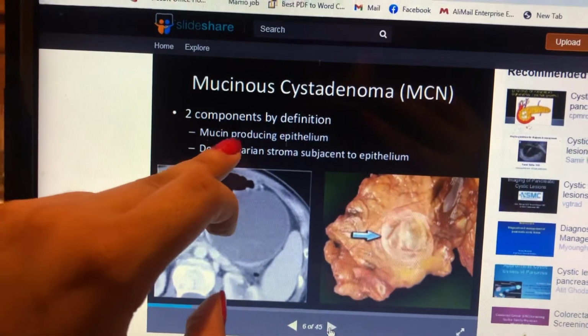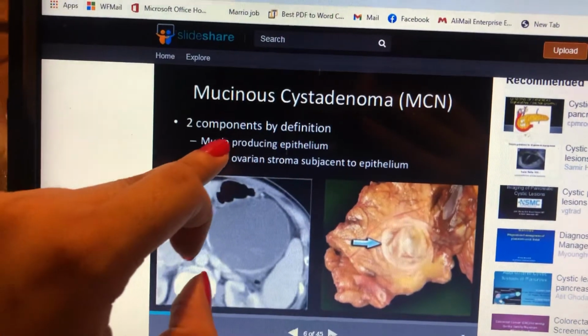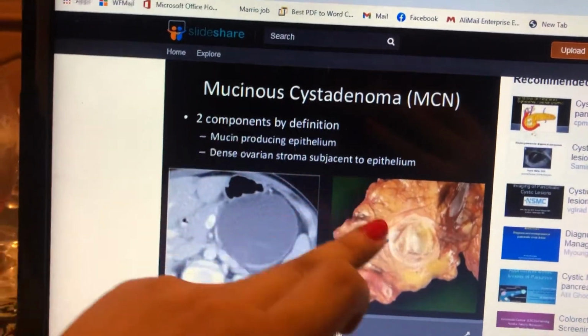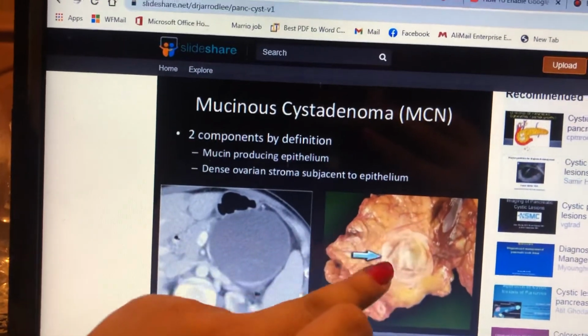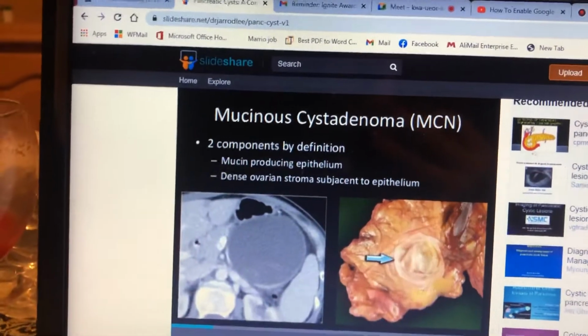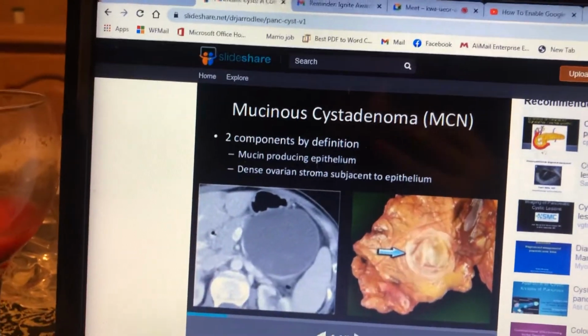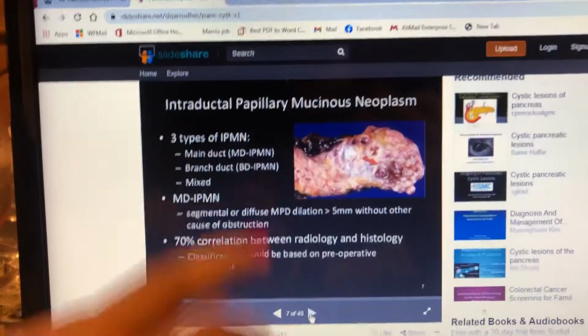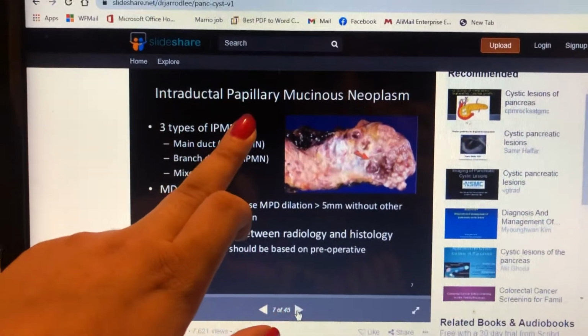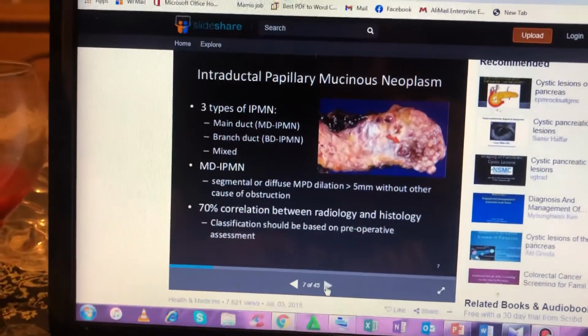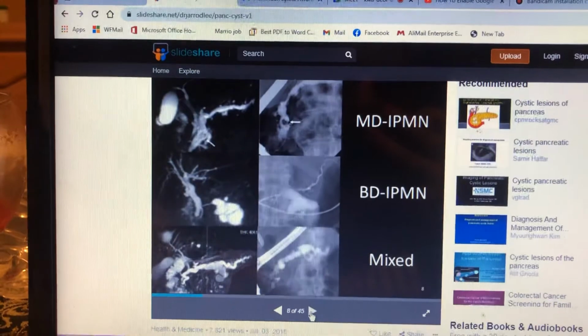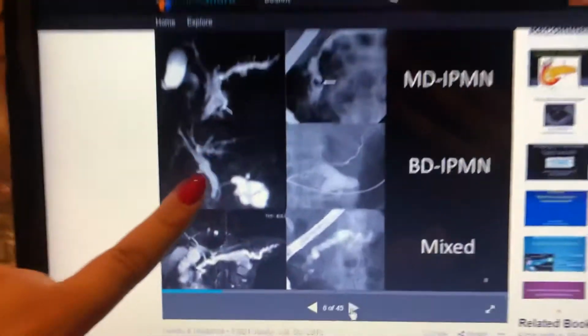These are called mucin-producing epithelium. Mucin is, I'm not sure what this is, but this is the epithelium which shows a cyst is present and is not working fine. The pathology is right here. This is what is seen in the imaging. This is another type of classification, and this is how it's shown right here, as you can see.